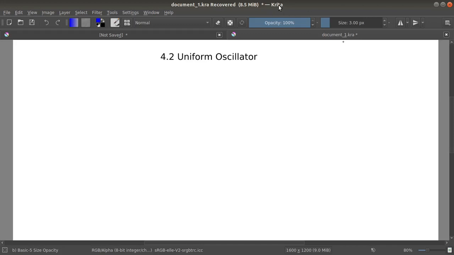In this lecture, we are going to discuss a dynamical system known as uniform oscillators. The dynamical system for uniform oscillators is represented in the following manner: theta dot is equal to omega, just a constant, and this is a system which can be represented as a flow on the circle.